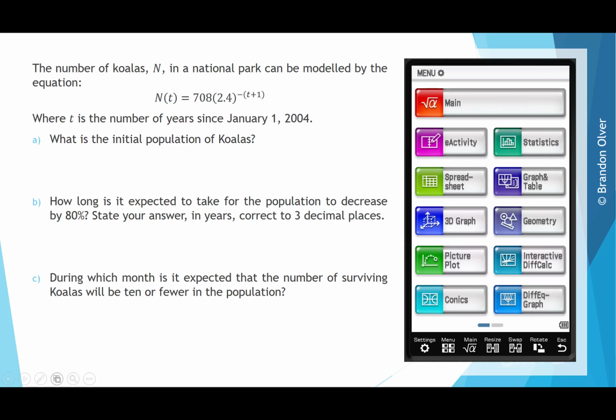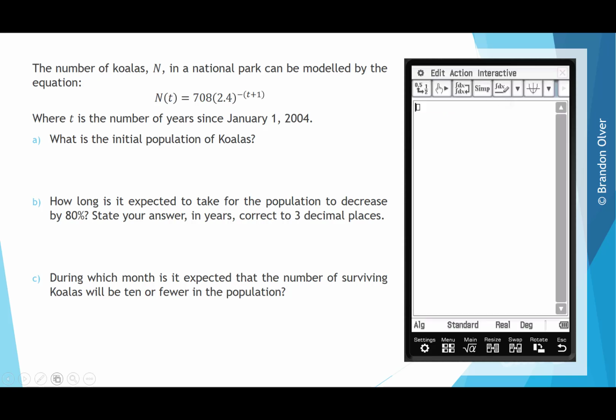The number of koalas n in a national park can be modelled by the equation n of t is equal to 708 times 2.4 to the power of negative t plus 1, where t is the number of years since January 1, 2004. Now, before we get too far into the questions, on the CAS calculator in the main screen, we're going to define this function.